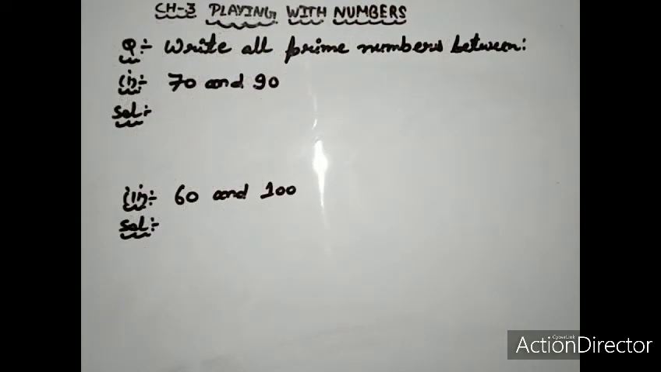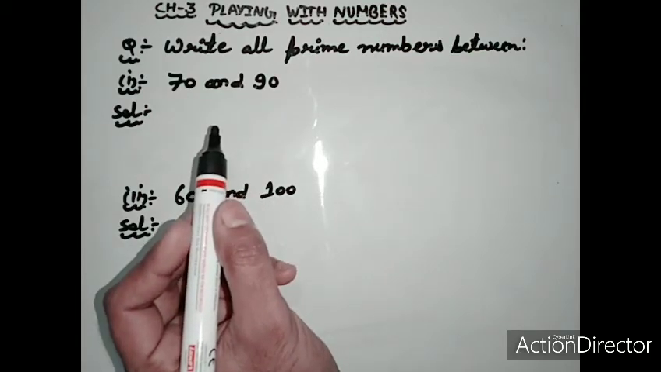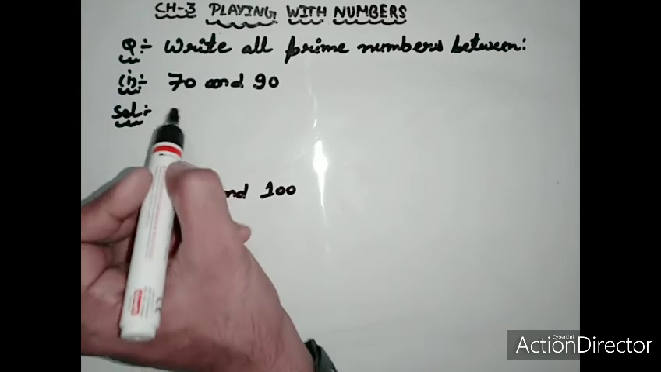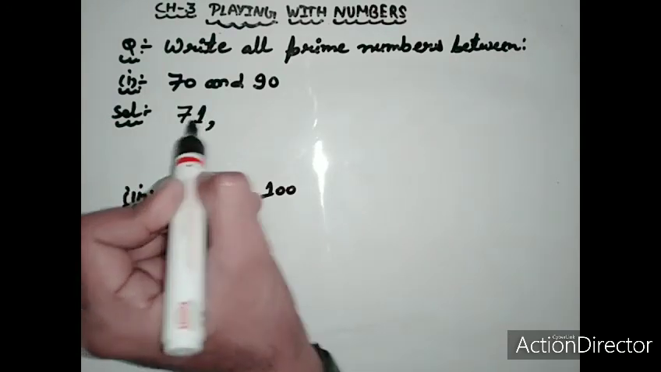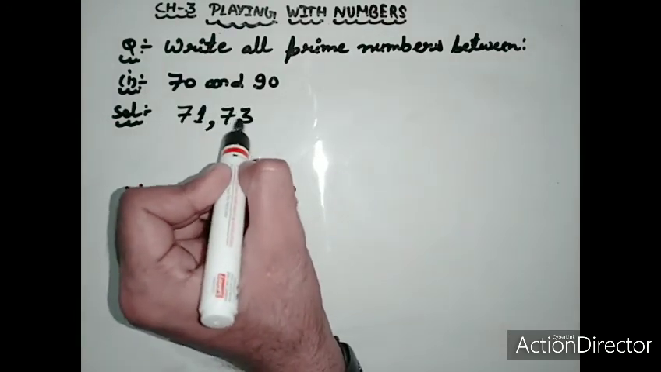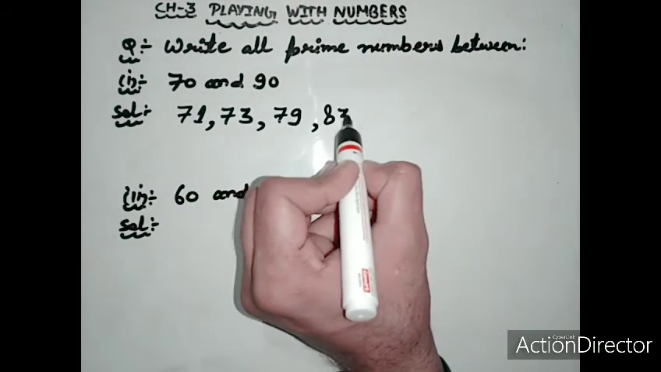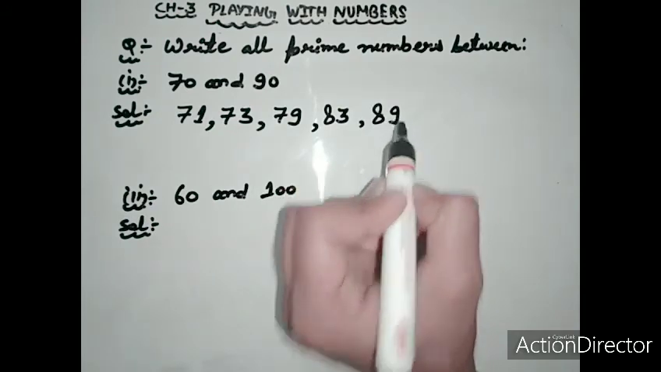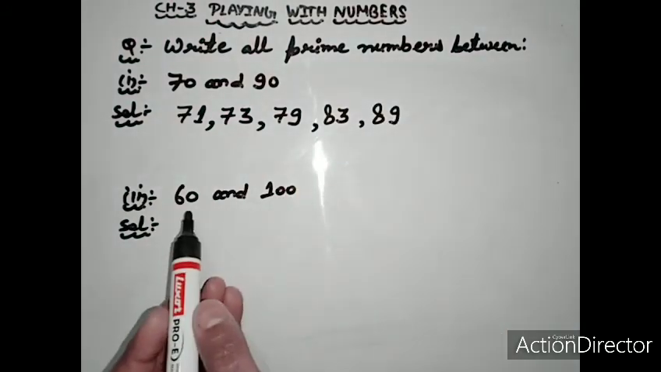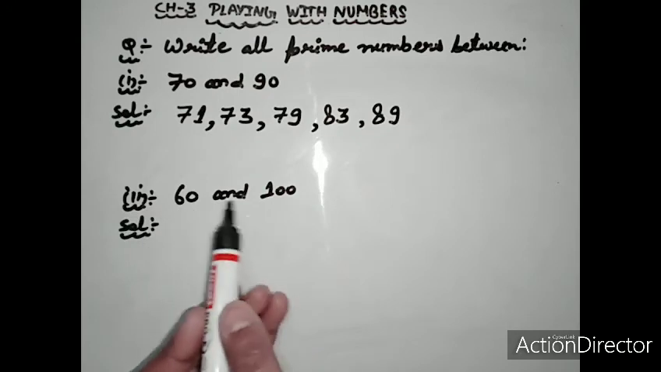Now students, the next question, write all prime numbers between 70 and 90. So here we check the series of prime numbers between 70 and 90 and write the numbers which are prime. So the first number is 71, then 73, 79, 83 and 89.